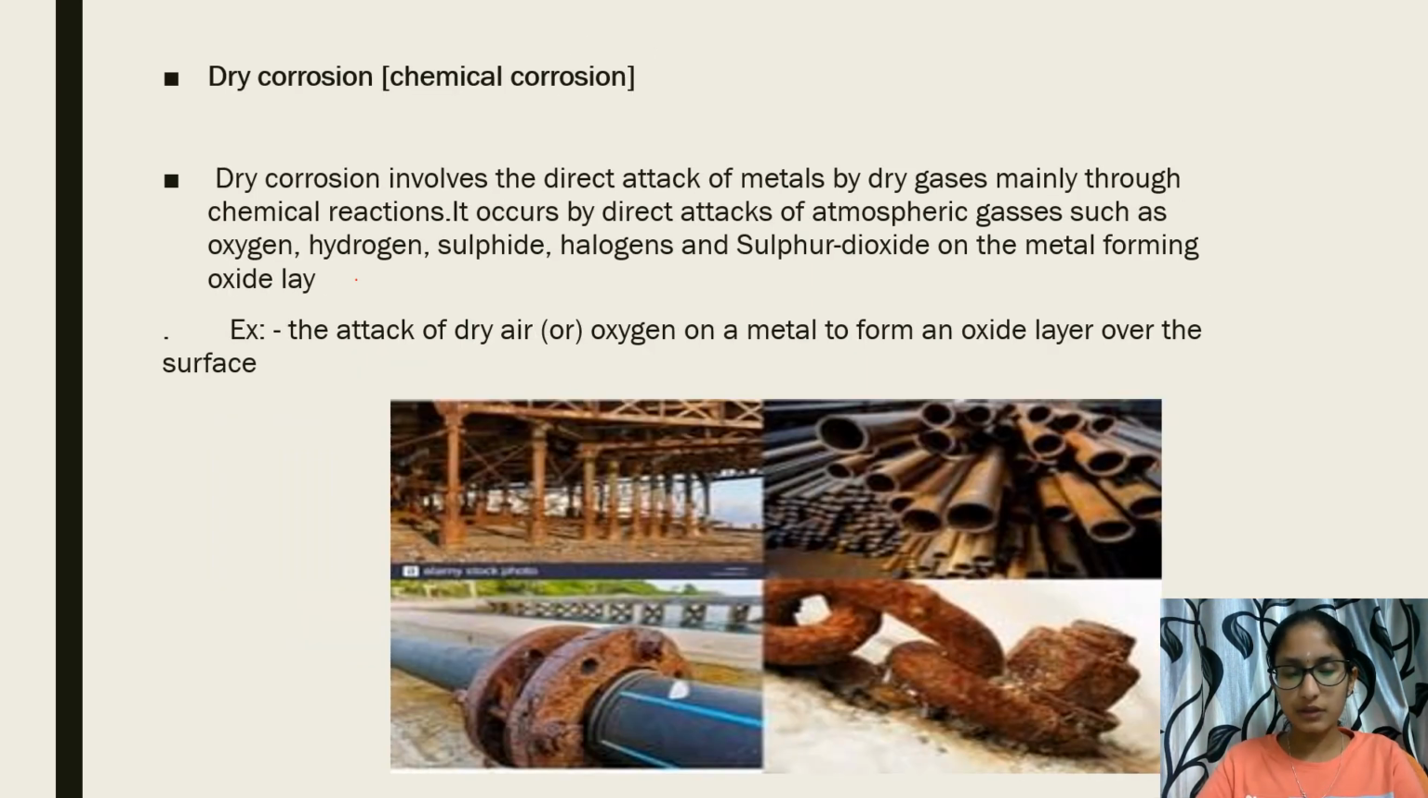Dry corrosion, which is also known as the chemical corrosion. It involves the direct attack of the metal by dry gases, mainly through chemical reactions. It occurs by direct attack of the natural gases such as oxygen, hydrogen sulfide, halogen, and sulfur dioxide on the metal, forming an oxide layer. These are the examples where all these metals are exposed to the atmospheric gases which undergo the dry corrosion.